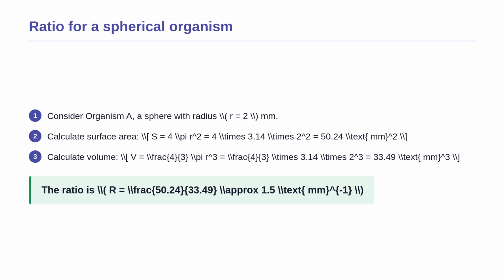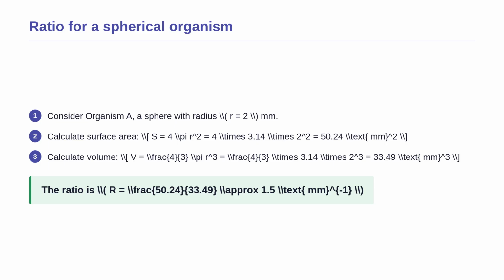Now that we have our formula, let us see this with a concrete example by calculating the ratio for a simple spherical creature. We are given organism A, a sphere with a radius of 2 millimeters. We need to find its surface area to volume ratio.